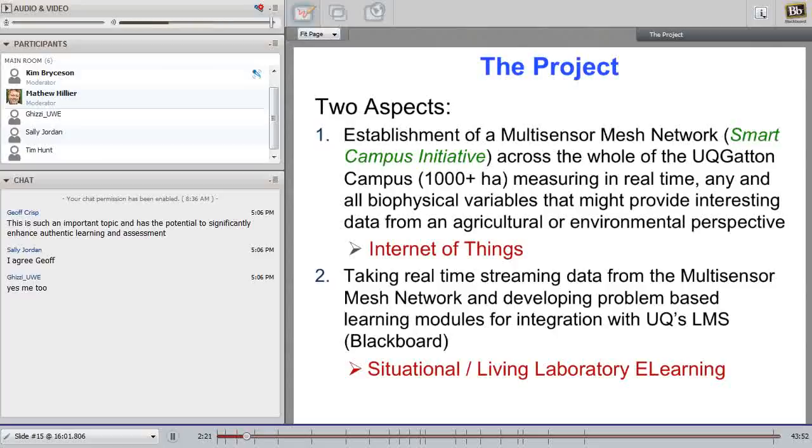The second aspect is taking that real-time streaming data from the multi-sensor mesh network and developing problem-based learning modules for integration with UQ's learning management system, which is Blackboard, which I'm sure most of you will have some experience with, even if it's only just having a look and seeing that you don't like it. But this links in with a situational living laboratory e-learning approach that I'm trying to develop. The second part is the component that we haven't started yet, but we have got funding for that. So I can tell you a little bit about what we're doing there.